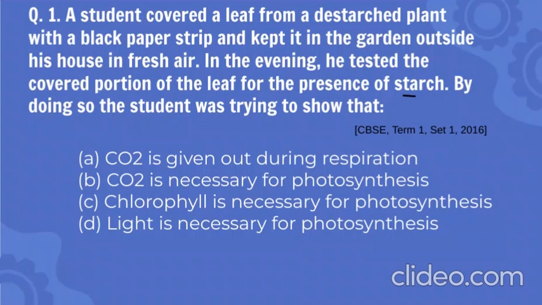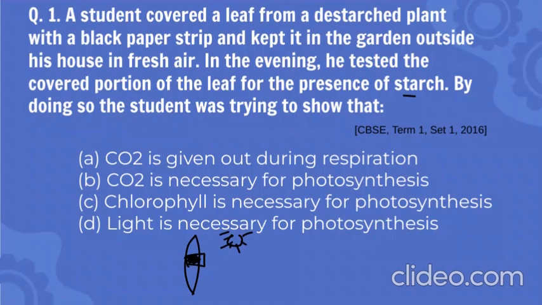Now look, let's say this is the leaf. On the leaf he kept one part, a black colour strip, covered, and now he kept this leaf in sunlight. Then he did the starch test on the covered portion. The starch was not there, obviously. So why? What is happening? It is related to photosynthesis, obviously.